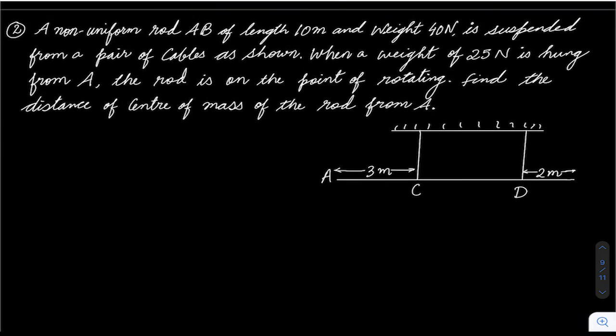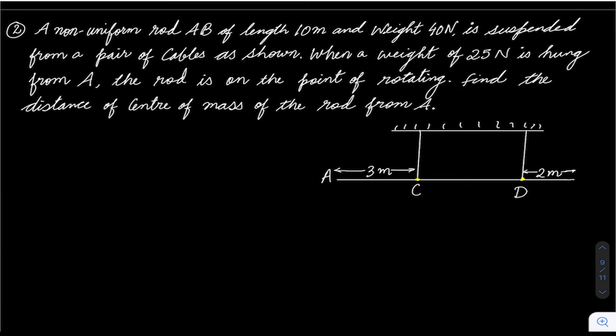Now a non-uniform rod AB of length 10 meters and weight 40 newtons is suspended from a pair of cables as shown, at C and D. So at C and D there are two cables.